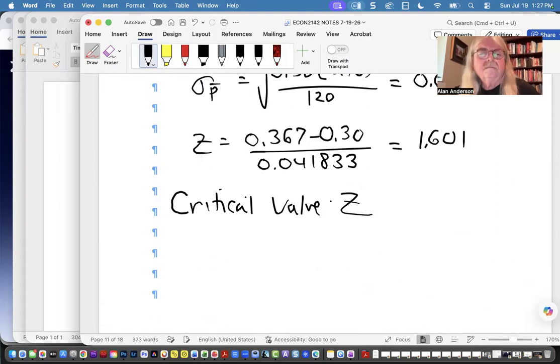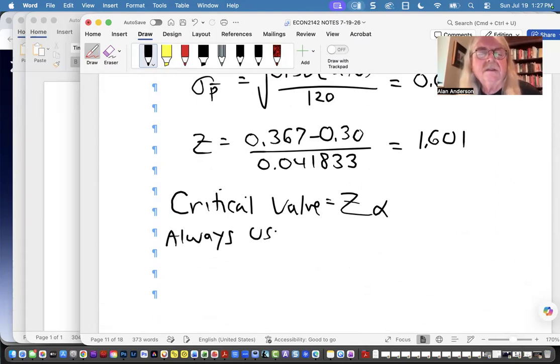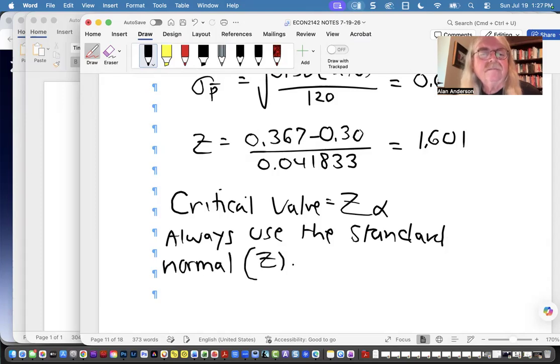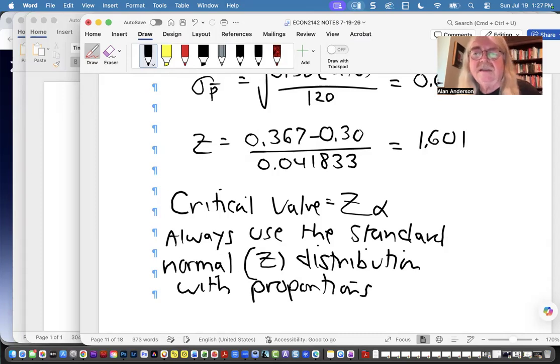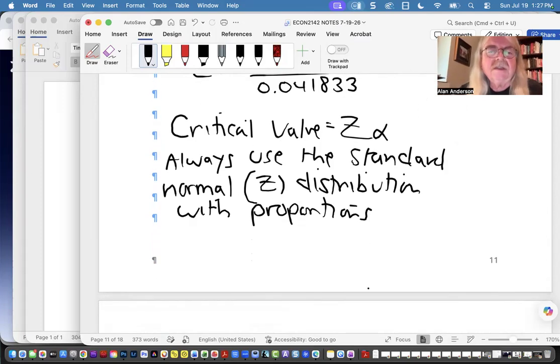so quick reminder, always use the standard normal distribution with proportions. Never T. T does not apply here. It's got to be Z. All right, so let's check this out.